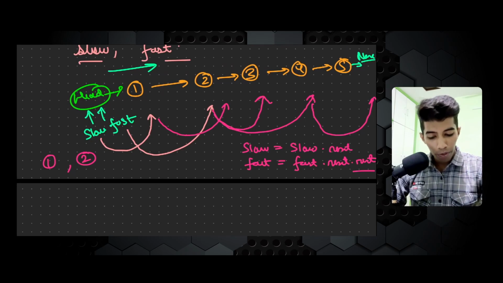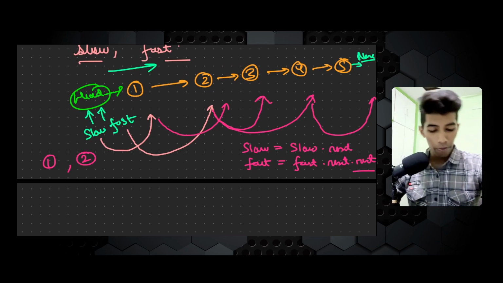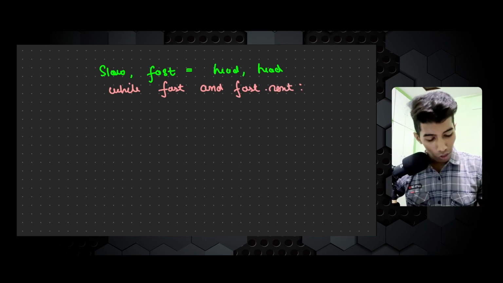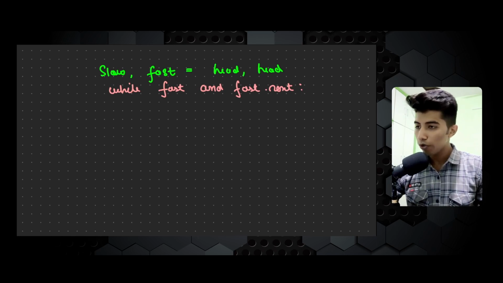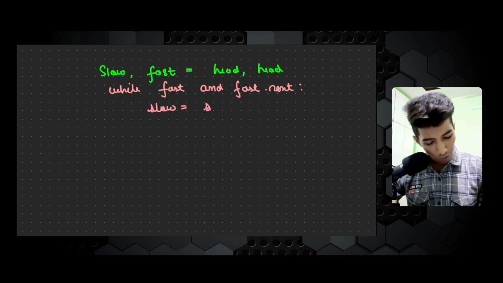So now how to do the implementation part of it? Let's see. First of all you will require 2 pointers: one is slow pointer and one is fast pointer. Both will point to the head. Now you will run one while loop: while your fast and fast.next are not null, what you have to do? Simple guys, you just have to go one step.